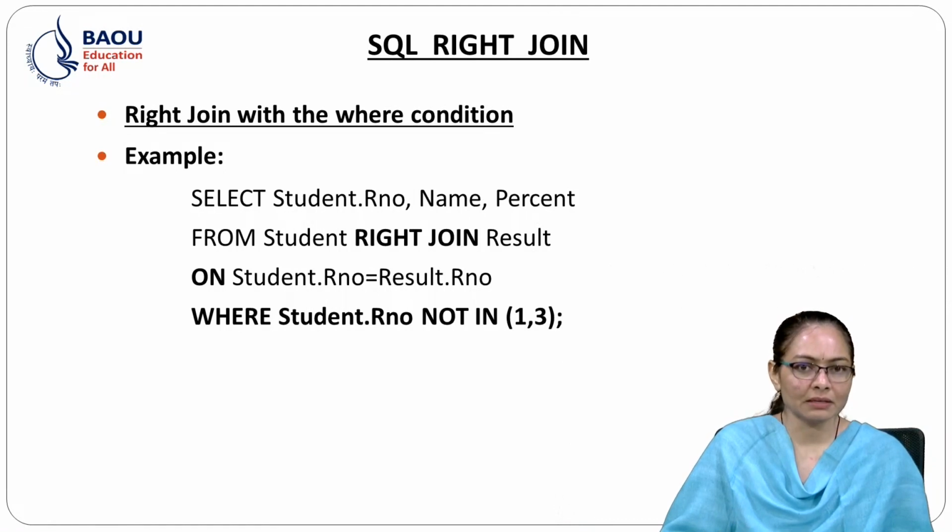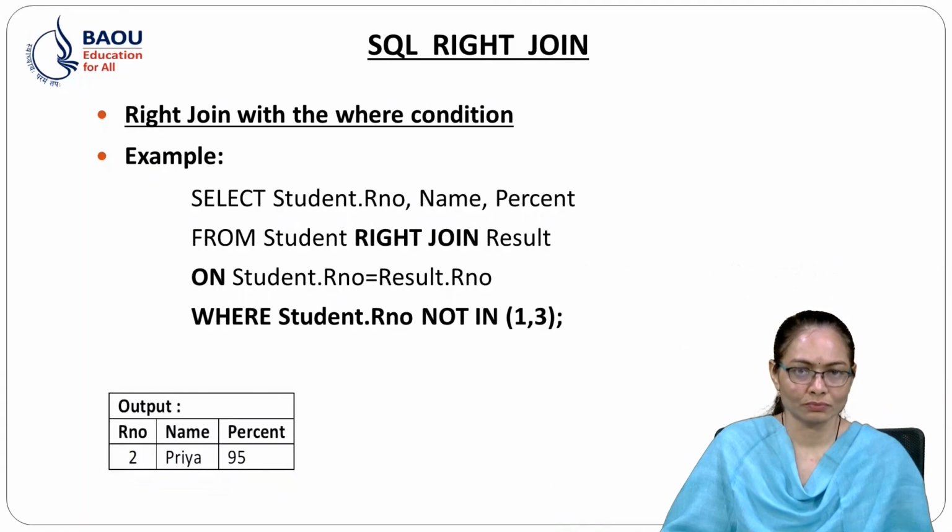See, in the previous output it displayed the right side table, that is the result table data, which contains roll numbers 1 and 2 only. But here we use the where condition, so the result will filter the data and it will display only the second record whose roll number is 2.